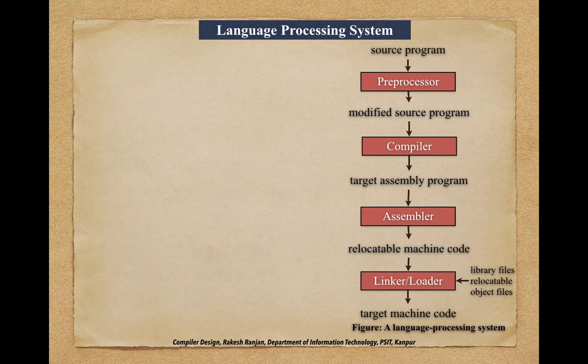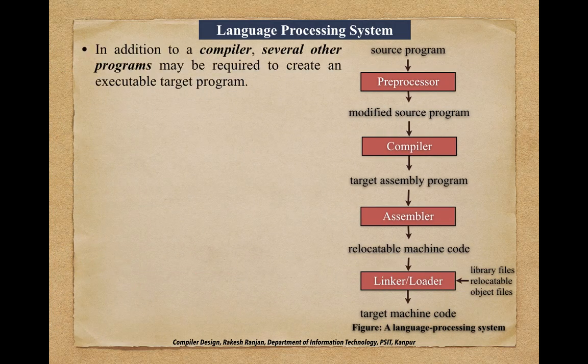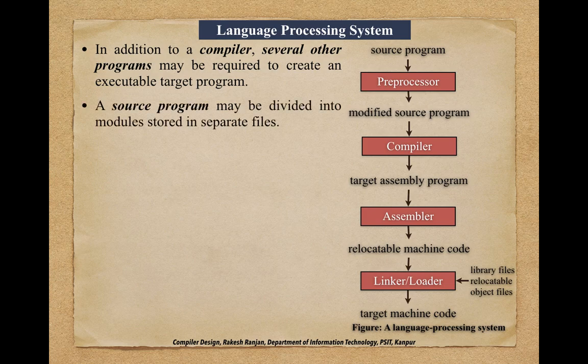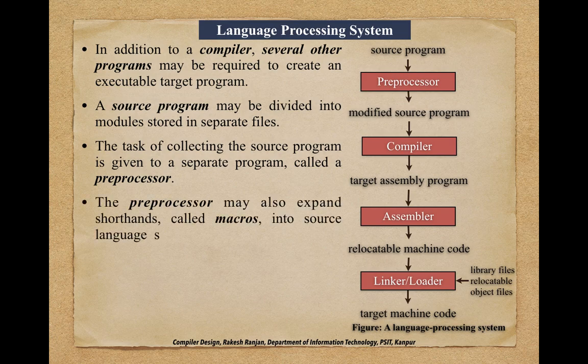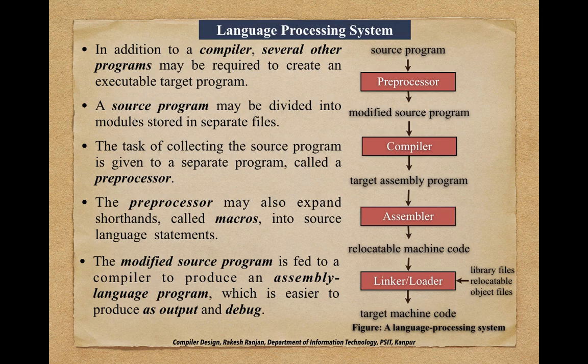You can see here we have the language processing system. The source program is given as input to the preprocessor. The modified source program is given as output of the preprocessor, and this modified source program is given as input to the compiler. The responsibility of the preprocessor is to expand the macros, remove blank space, etc. And the modified source program is then fed into the compiler.